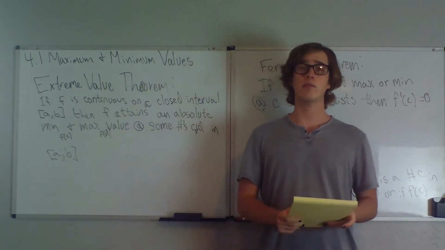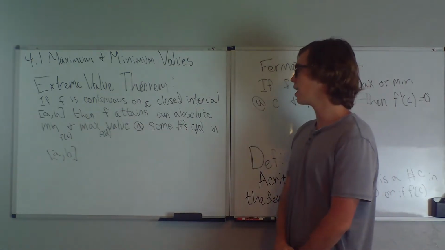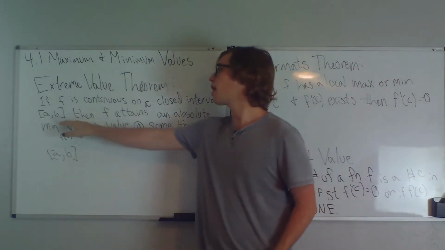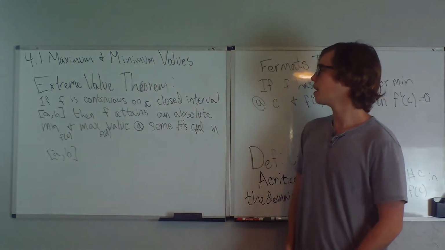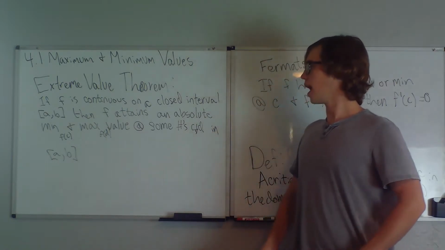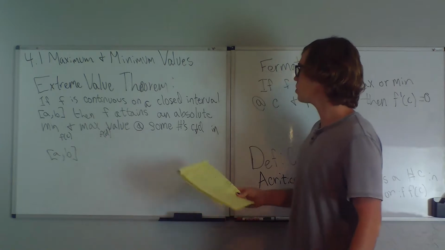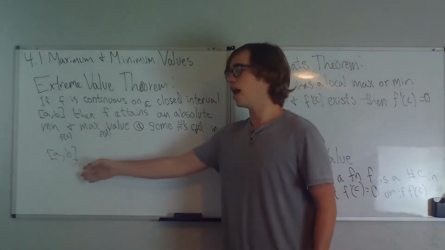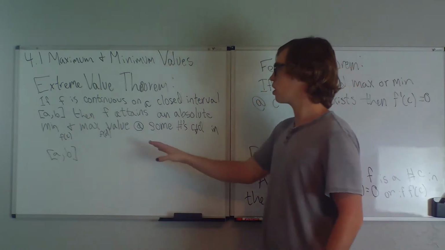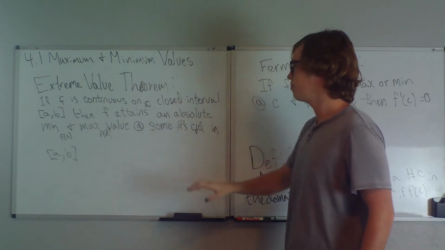Now on to the extreme value theorem. It states, if f is continuous on a closed interval [a, b], with the closed bracket symbols, then f attains an absolute min, f of c, and an absolute max, f of d, at some numbers c and d in the interval [a, b]. And so what's very important is f has to be continuous on a closed interval, right?